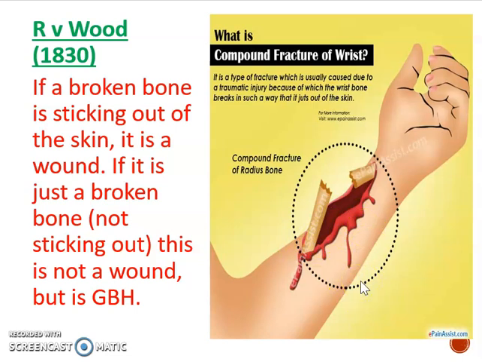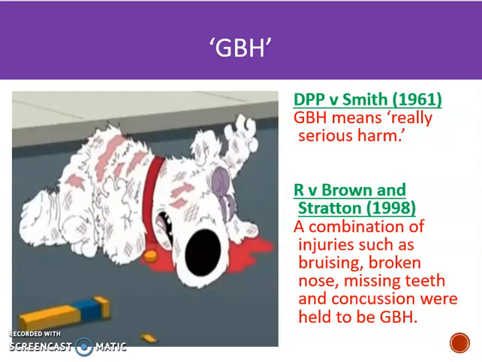If you have got just a broken bone and it is not sticking out, this won't be a wound, but it would be classed as GBH. So this is quite an important case because Wood is telling us that a broken bone is GBH, but if it sticks out the skin, it's a wound. We know what a wound is, we need to have a look at what GBH is.